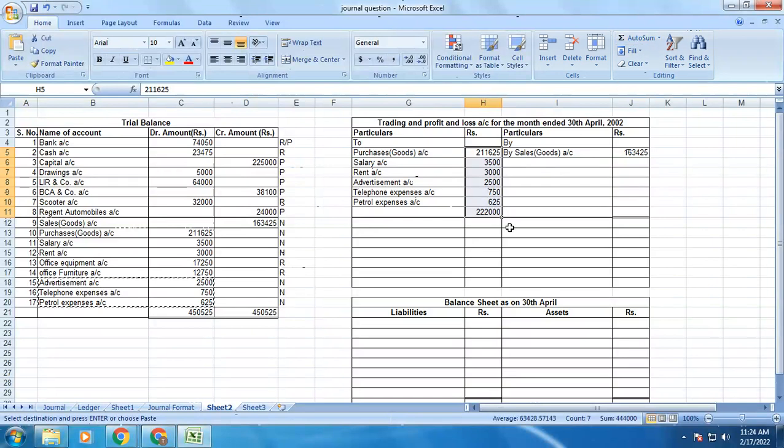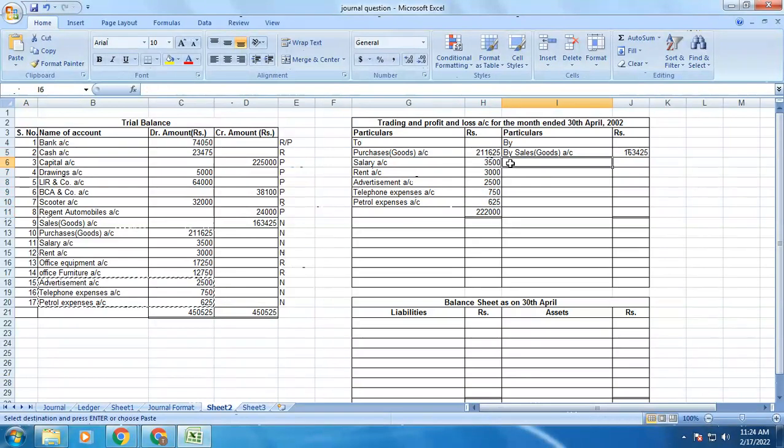On the left hand side, the total says 2,22,000. 2,22,000 आपके total expenses हैं, और total income जो आपको इस month में मिली है, which is 1,63,425. So did we incur a loss or did we make a profit? Loss.